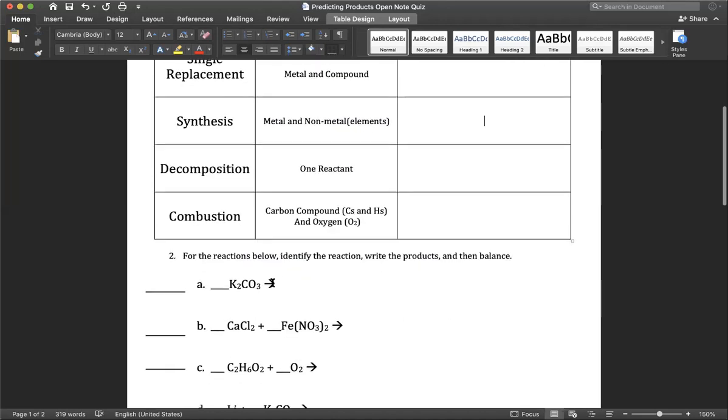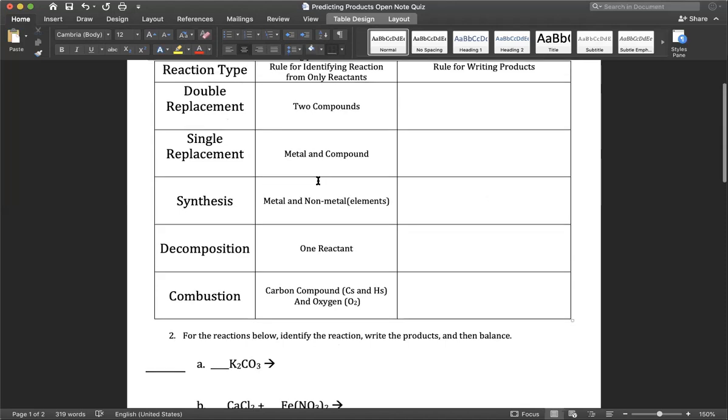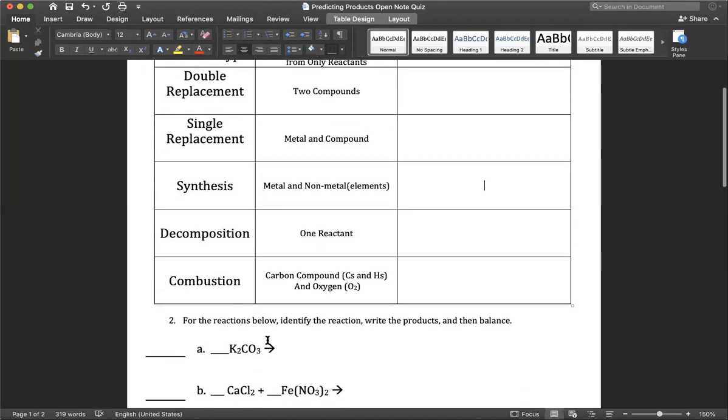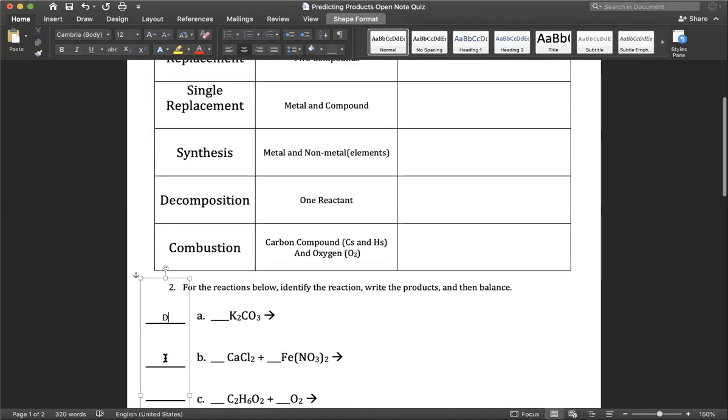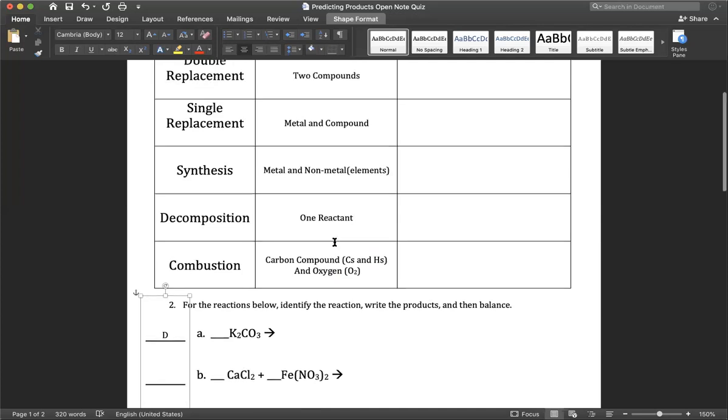So if I look down here, the question that I'm asking is, what is the reactant that I'm given? Which of these does it match up with? If I understand some of those basic elements of chemistry, this should tell me that it is a decomposition, 1 reactant, right? And the question I would ask, and you can type your response in the chat here, is what is this one? What is CaCl2 and Fe(NO3)2? Which of these is it?